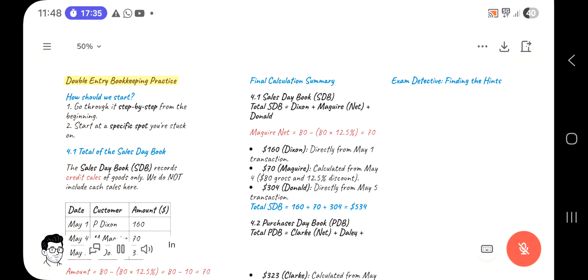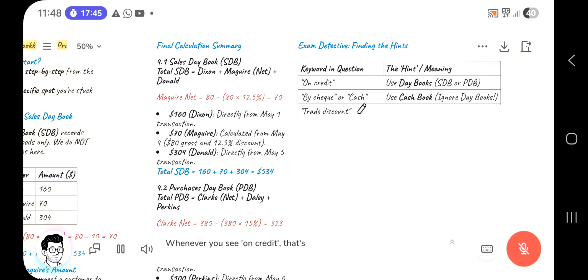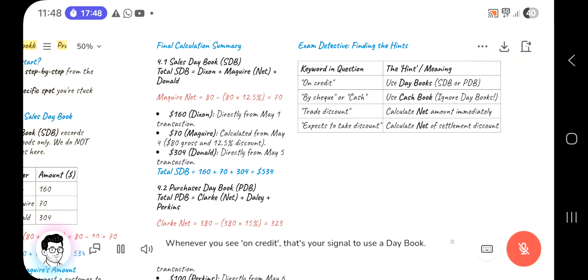In an exam, you have to be like a detective. The hints are hidden in specific keywords. Whenever you see on credit, that's your signal to use a day book. If you see check or cash, it's a trap for day book questions. Ignore them. Also, look for those percentage signs. If there's a percent next to a price, that's a hint that the number in the text is not the number that goes in your table. You've got to do the subtraction first.